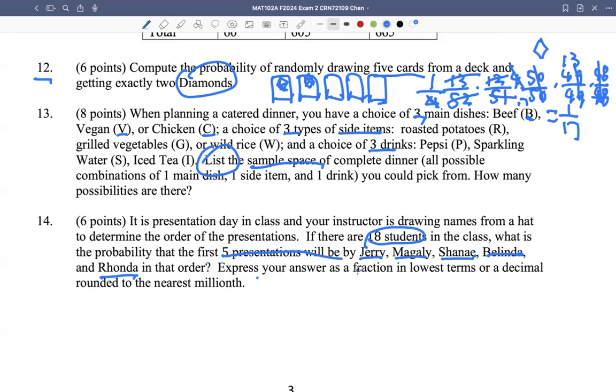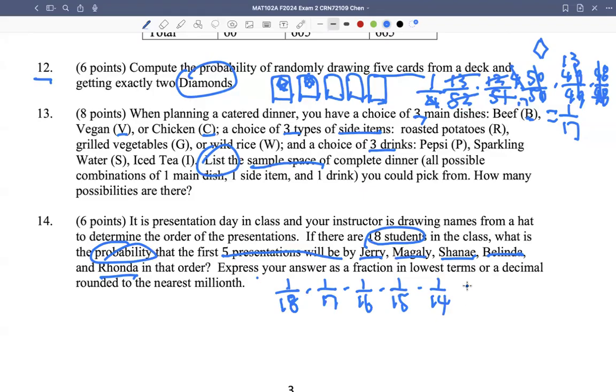So you see, express your answer. What is the probability that the first 5 have to be those 5 people? There are 2 different ways of thinking about this. The first way is what we talked about in the exam review class. Choose the first person: 1 out of 18. Second person, 1 out of 17. Then 1 out of 16. Then 1 out of 15. Then 1 out of 14, right? So 1, 2, 3, 4, 5.